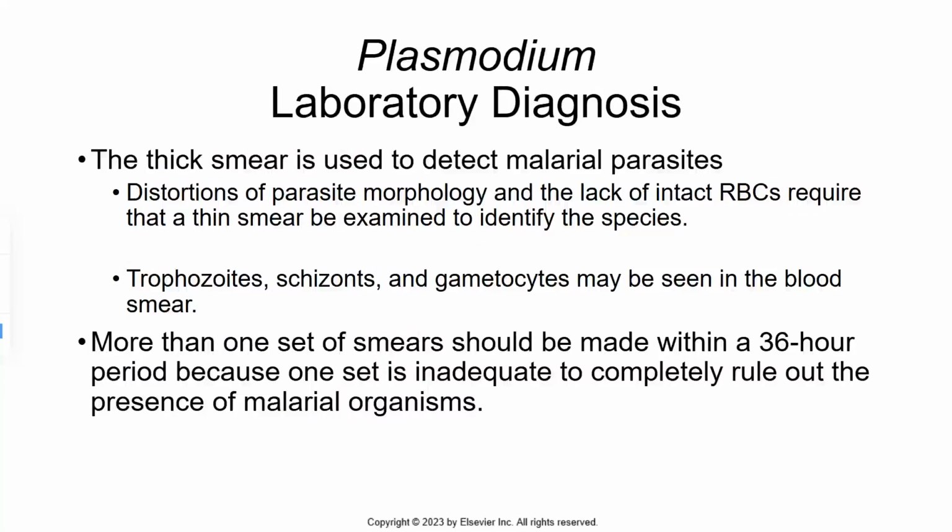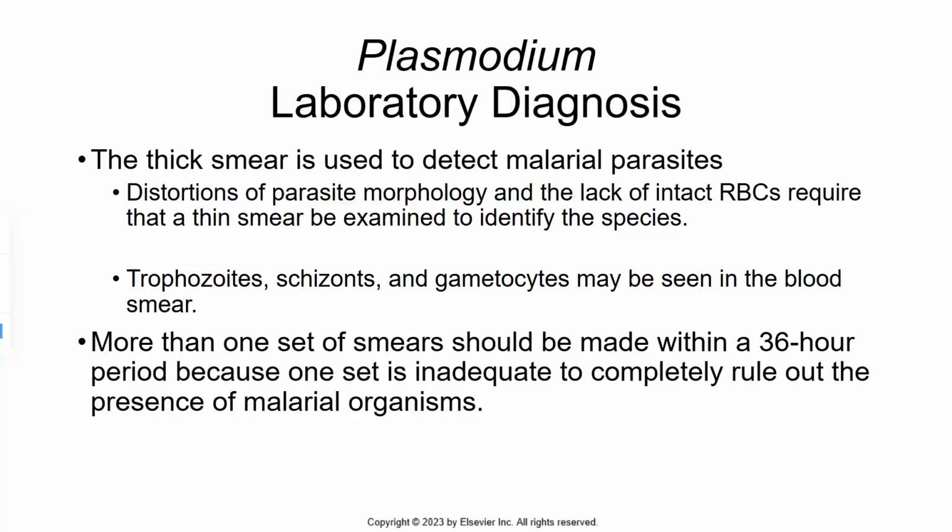Laboratory diagnosis. Again, the thick smear is used to detect malaria parasites. Distortions of the parasite's morphology and lack of intact red blood cells require a thin smear to be examined to identify the species. Trophozoites, schizonts, and gametocytes may be seen in the blood smear. More than one set of smears should be made within a 36-hour period because one set is inadequate to completely rule out the presence of malarial organisms. Think about the life cycle.